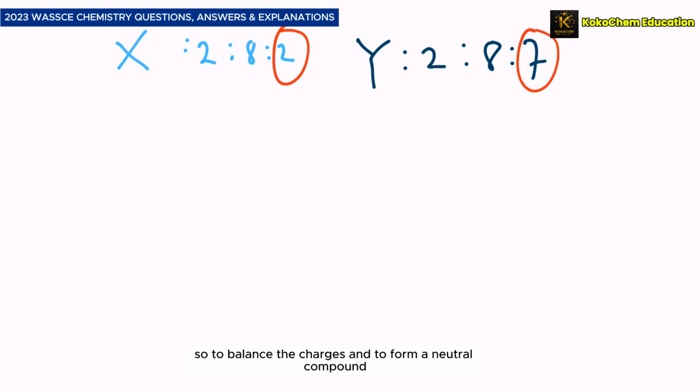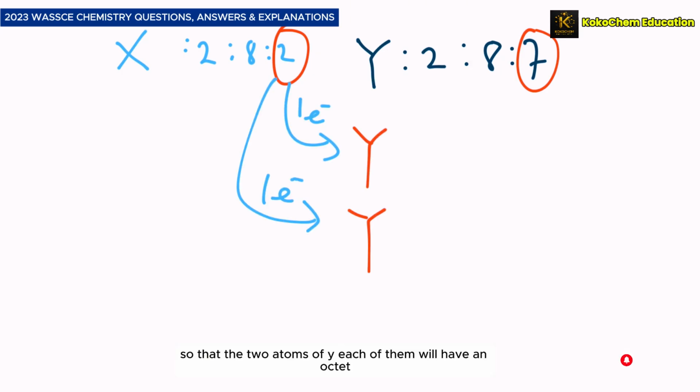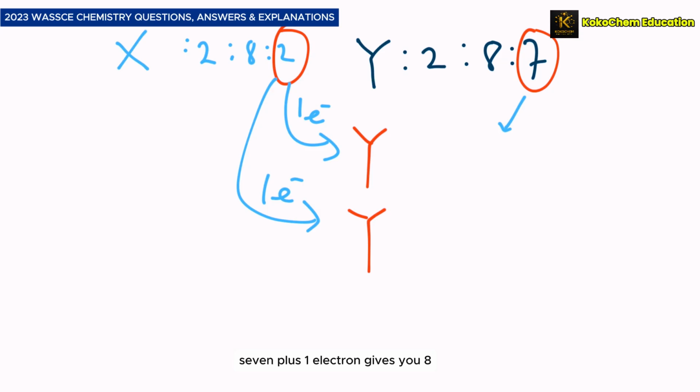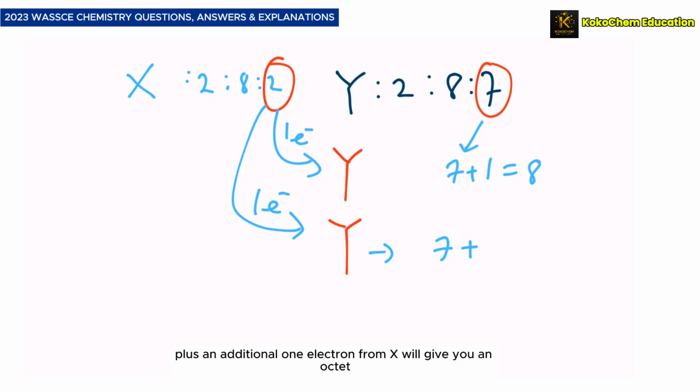So to balance the charges and to form a neutral compound, one atom of X will have to give 2 electrons to combine with 2 atoms of Y, so that each of the 2 atoms of Y will have an octet. 7 plus 1 electron gives you 8, and this one too has 7 valence electrons, plus an additional 1 electron from X will give you an octet.